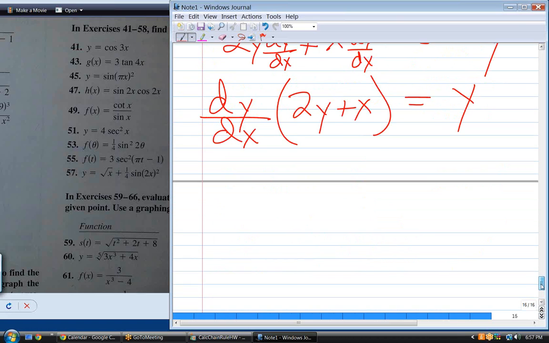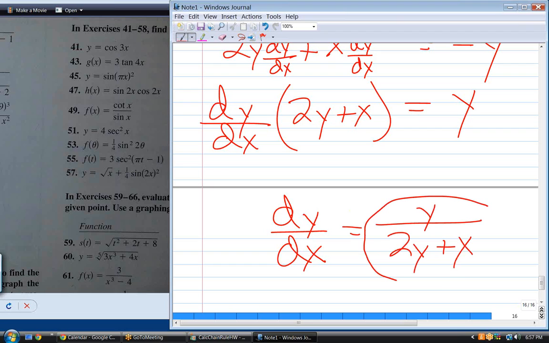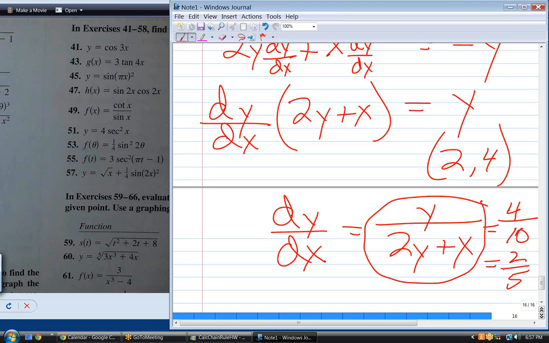You're left with 2y plus x. Now notice that dy dx is going to be equal to y divided by 2y plus x. In other words, my derivative is a function of x and y. And so if they wanted me to evaluate this derivative at some point, it would be very useful. If they want me to evaluate this at the point 2, 4, then I plug in 2 for x and 4 for y. So that would be 4 over 8 plus 2, 10. So that would be 2/5 is the derivative at that point.